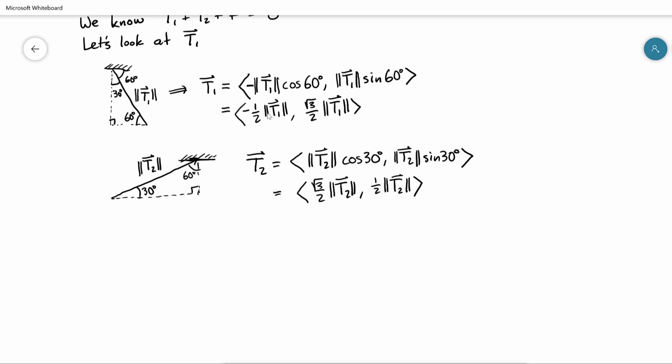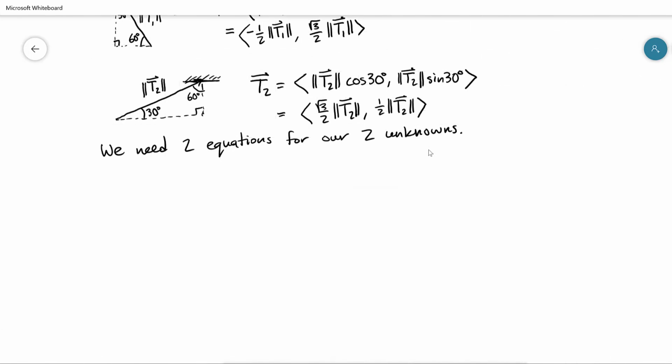We eventually have broken it down so that there's two unknowns. Whatever this magnitude of T1 is, it shows up in those two places, and whatever this magnitude of T2 is, it shows up in two places. We have two unknowns to solve for. That means we're going to need two equations. And I can get those equations, so we need two equations for our two unknowns. We can do that by looking at the horizontal and vertical components of our force balance separately.